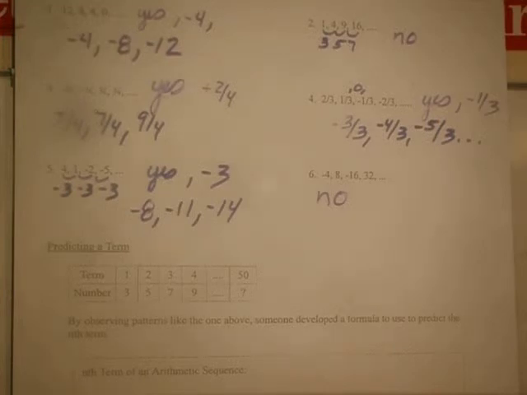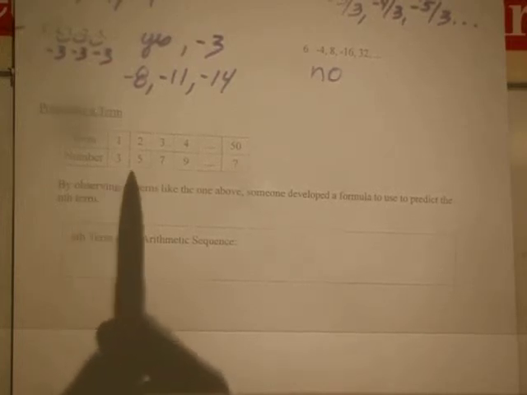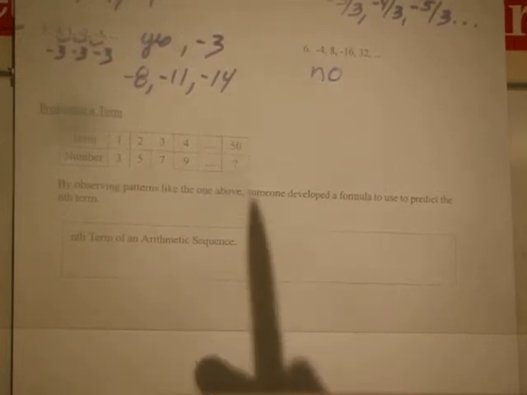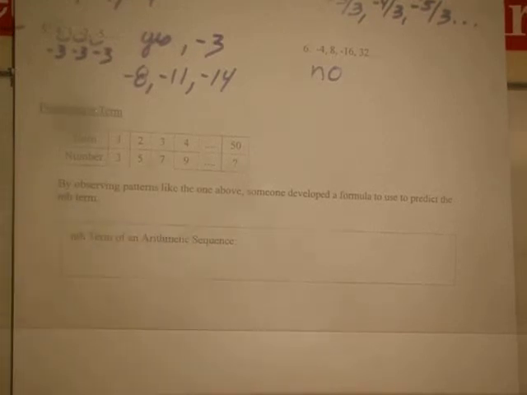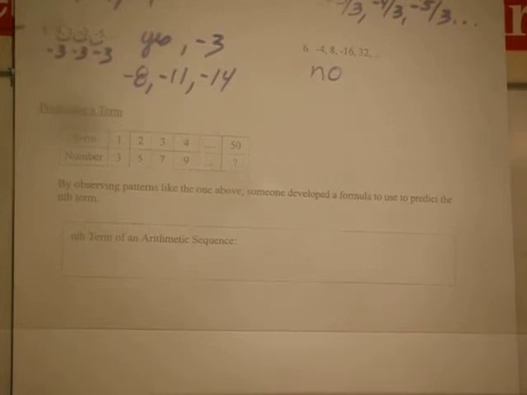The next thing we are going to do is predict a term. We have this little chart here, the first, second, third, and fourth term. Those terms are 3, 5, 7, 9, so that's the pattern. And we are going to be asked to predict the 50th term. You could actually write out all 50 of these terms if you wanted to, but somebody observed this pattern and developed a formula used to predict the nth term.